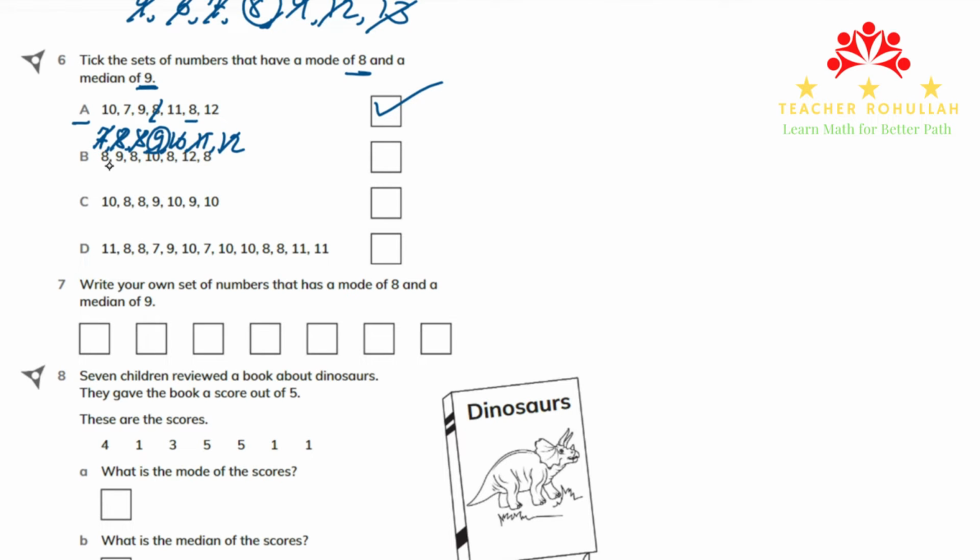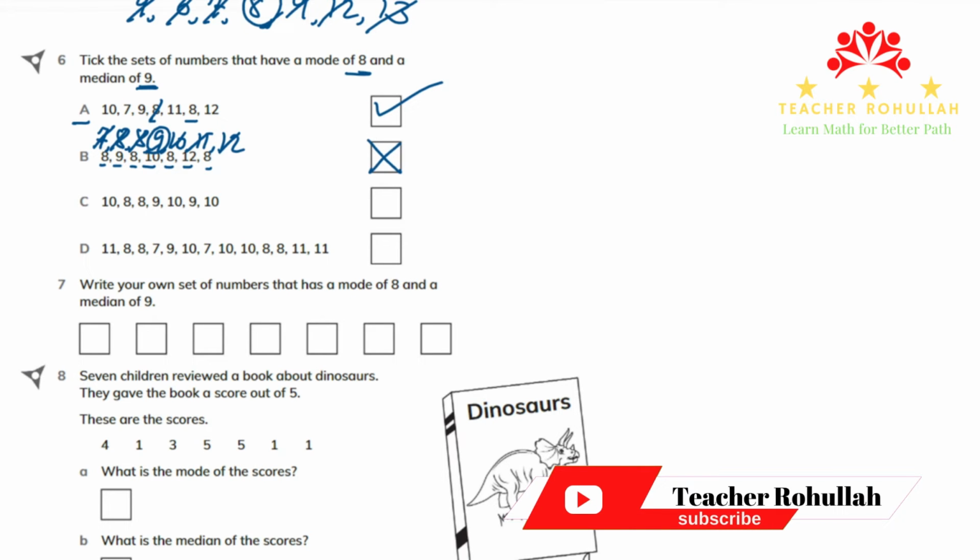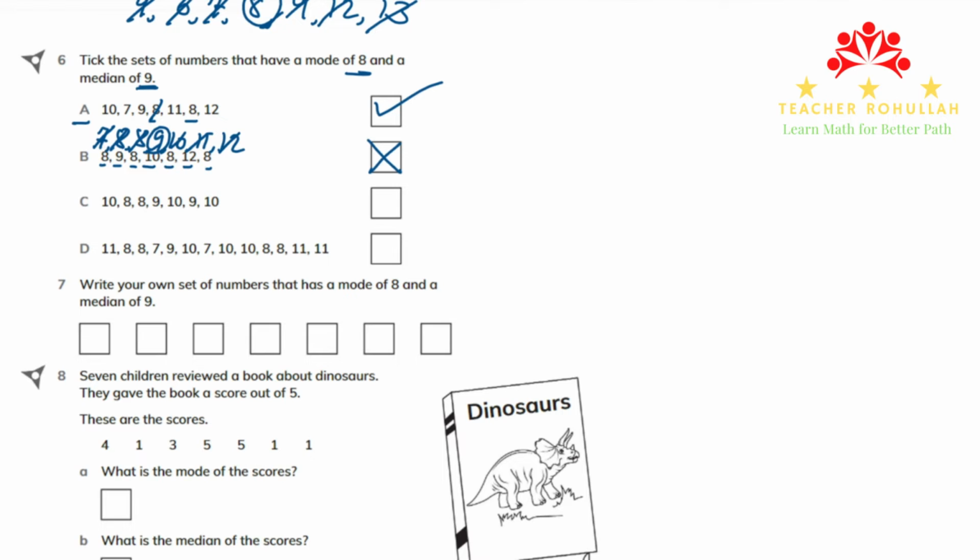In part B, we have 8, 9, 8, 10, 8, 12, again 8. Although the mode here is 8, the median cannot be 9. Why? Because we have so many 8s over here and we have only 9 and 10. So in this case, 9 cannot be in the middle when we order it from smallest to biggest. So this one cannot give us the mode of 8 and the median of 9.